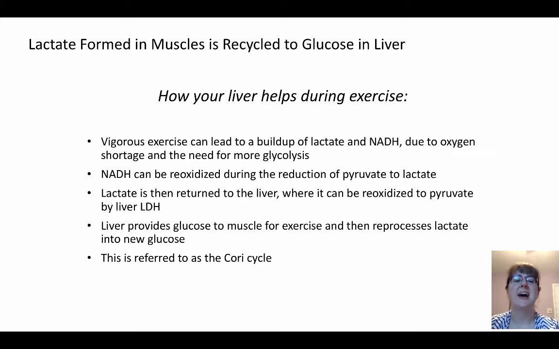Along with this, your NADH can also be reoxidized during that reduction of pyruvate to lactate. So your liver basically helps kind of clean up after the muscles have used up all of the good glucose.